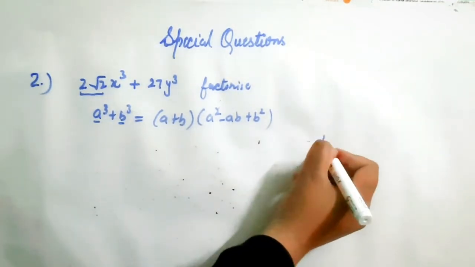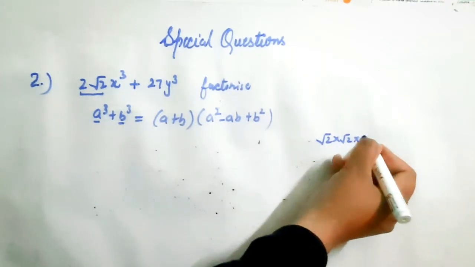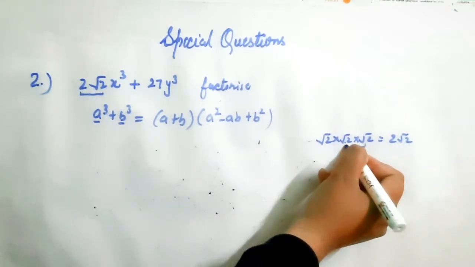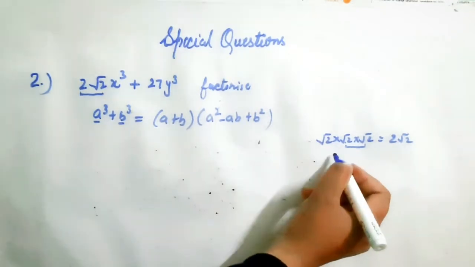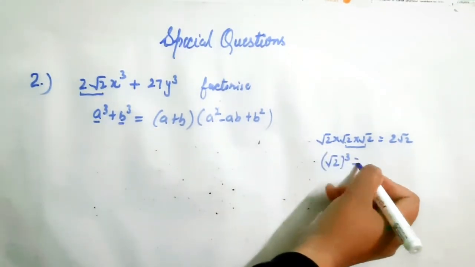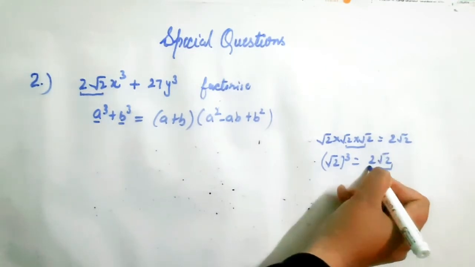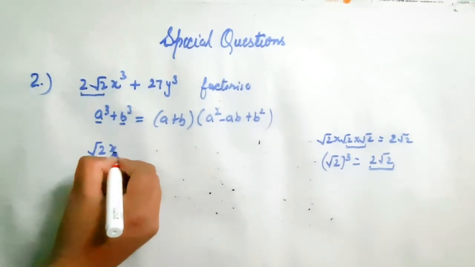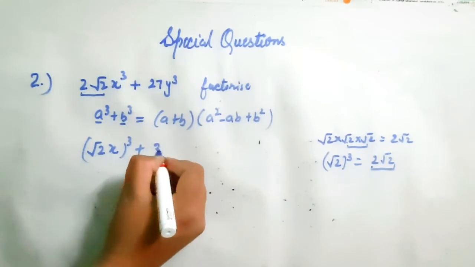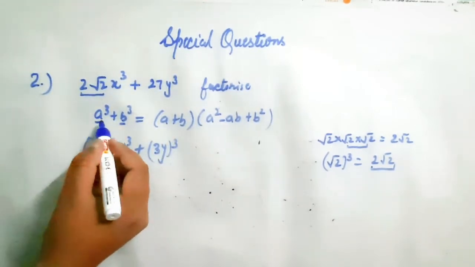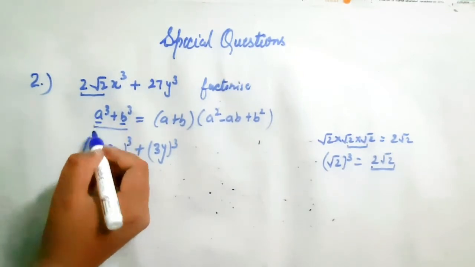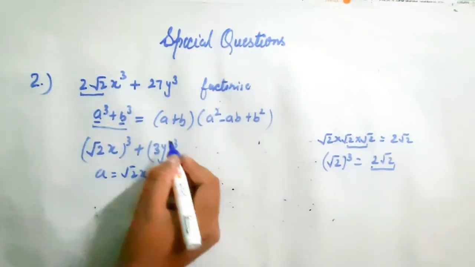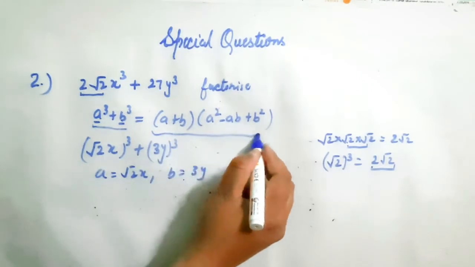So we know that square root 2 multiplied by square root 2 multiplied by square root 2 will be 2 square root 2. 2 2s are 4 and the square root of 4 is 2. So what we can do, square root 2 cube, we can write as 2 square root 2. So replace this 2 square root 2 with square root 2 cube. So this can be written as square root 2x cube plus 3y cube. Now compare with the identity, a will be equal to square root 2x and b will be equal to 3y.